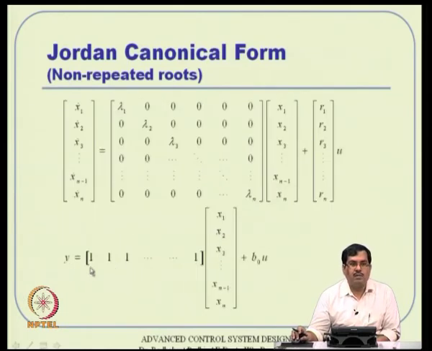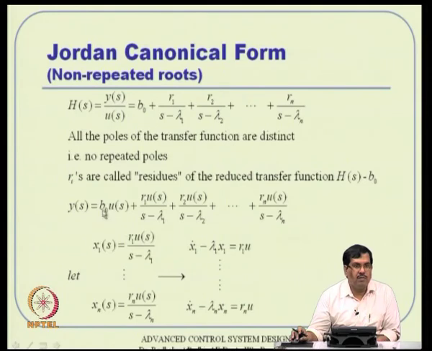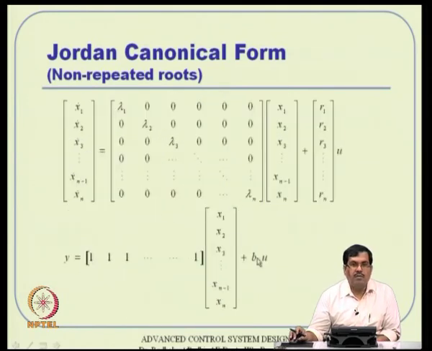So, y of t is nothing but x 1 of t plus x 2 of t plus x 3 of t, like that. This is why I will get my C matrix as 1 1 1 1 1 1 all the way, that is a C vector, and then a B 0 component will also be there. So, this B 0 is coming directly from here. So, this is your A matrix, this is your B vector rather in this case, this is your C vector and this is your B 0.